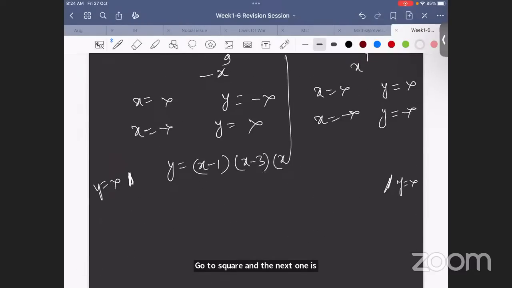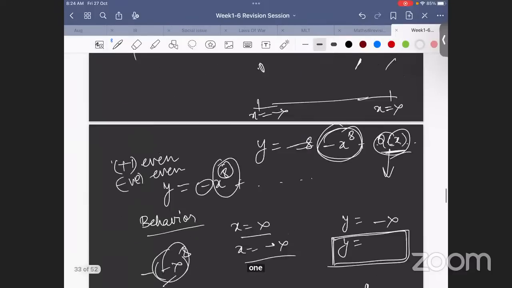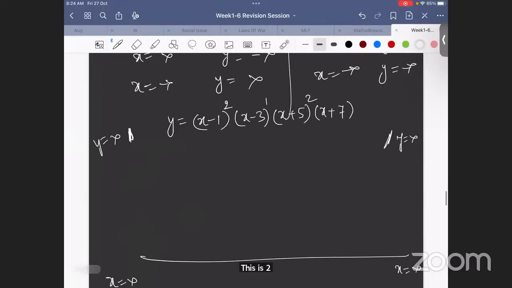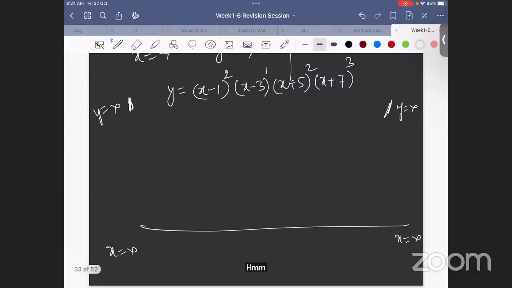This is the equation, right? Can you tell me the multiplicity? I guess this is 1, this is 2, 2, 3. Yes, sir, 2, 2, 1, 2, 1, 2, 3, 3. Okay, so now we have known the behavior.